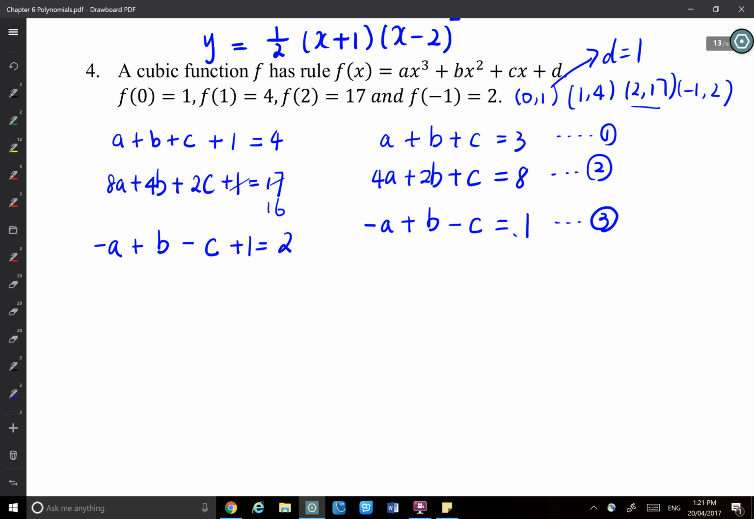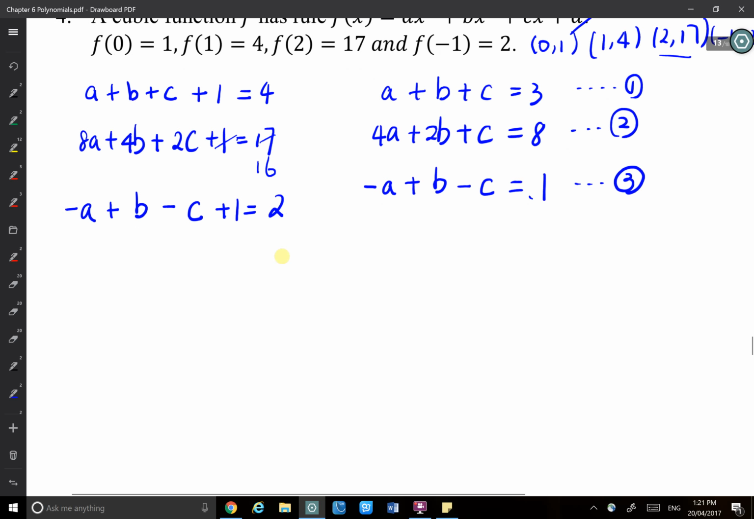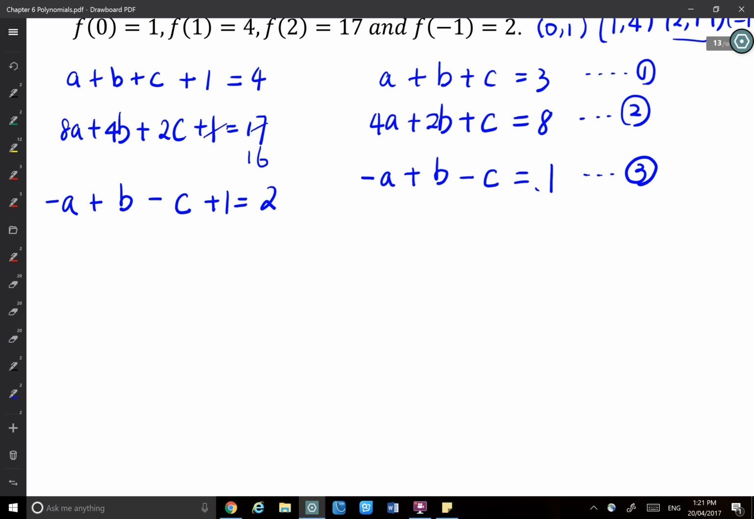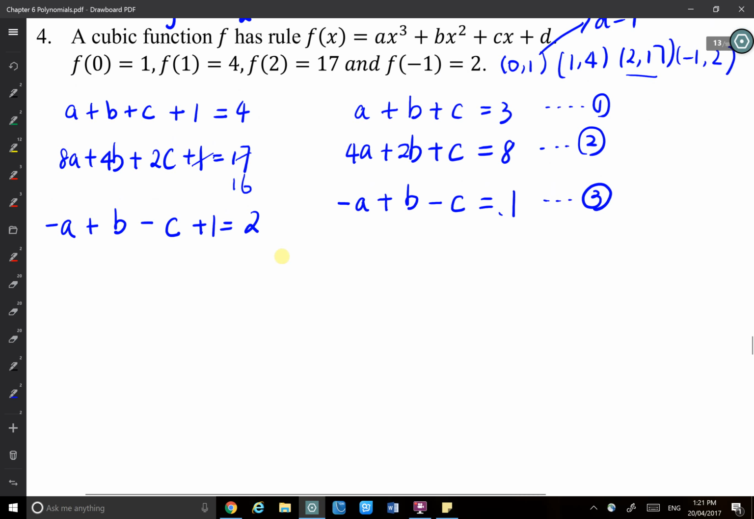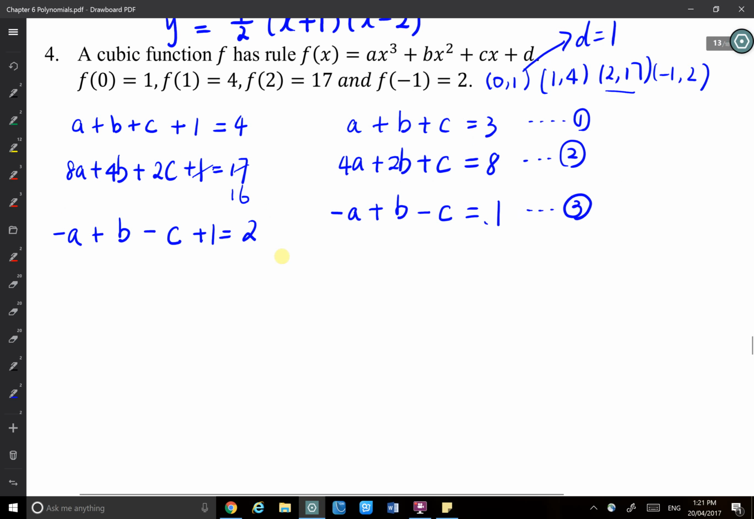Like, which one? Which equation are you talking about? The third equation? 2 minus 1 is 1? Yeah, that's 1, it is equal. Why?